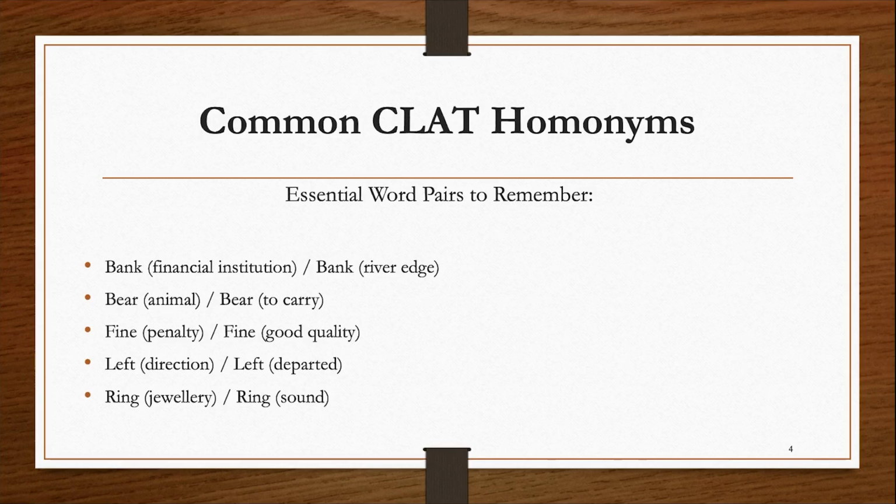In the very same way, we have the last pair, that is ring. So ring is commonly used as a jewelry, whereas on the contrary, ring is also used as a sound. For example, he gifted me a ring on my first wedding anniversary. On the contrary, the phone rang. It's the past tense of ring, or the phone is ringing. So ring that way is also used as a sound.